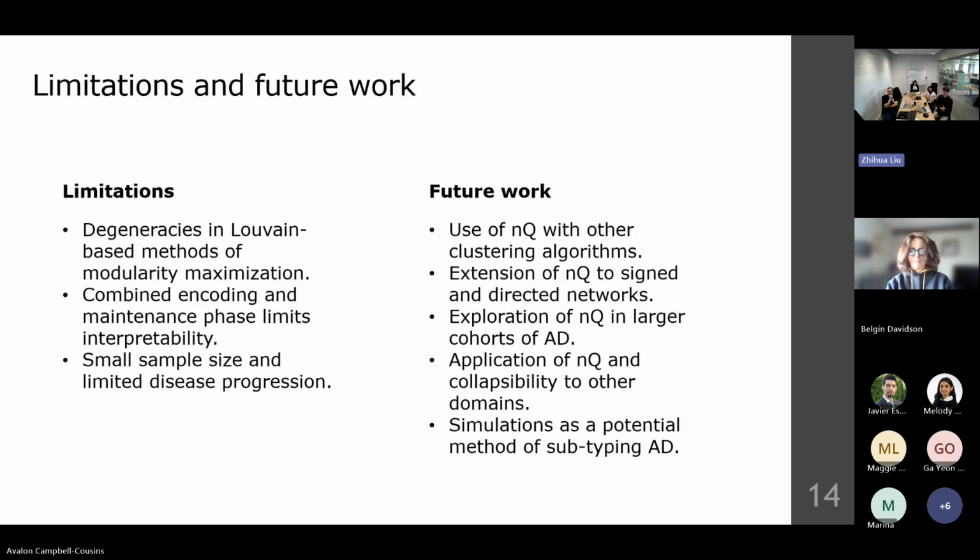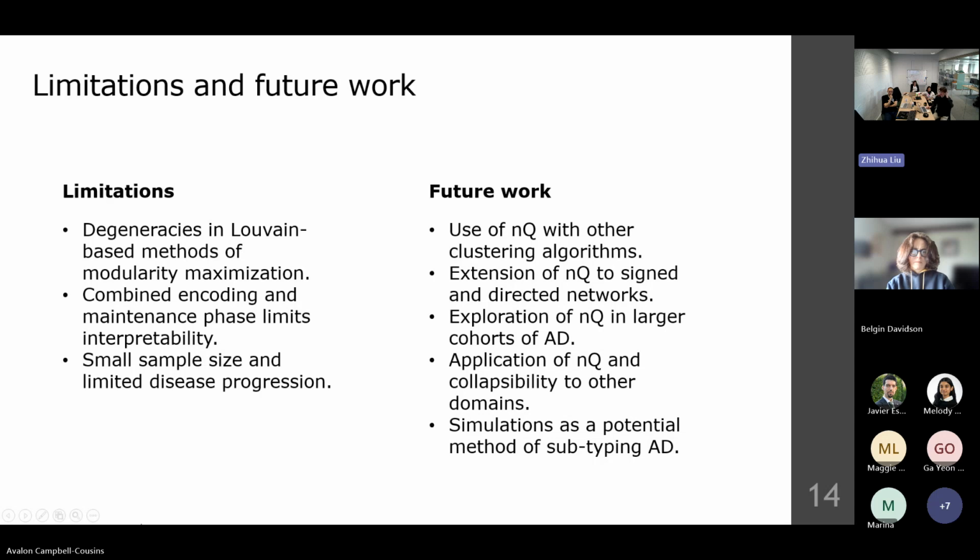And so some limitations and future work to consider. Of course, the sample size we worked with was very small, and so further research looking at nodal modularity and collapsibility in much larger cohorts to verify this behavior that we see in terms of predicting those who will go on to progress to Alzheimer's disease from mild cognitive impairment. And another big area of research I think that would be quite interesting is using nodal modularity with other clustering algorithms that are faster or have less degenerate solutions than the Louvain-based methods have.